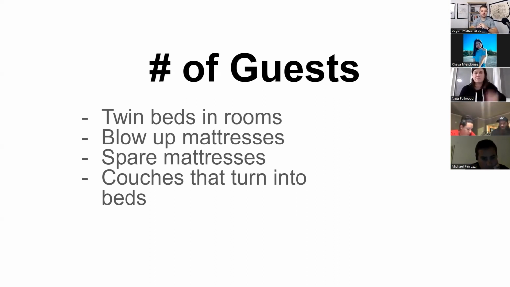Some examples that people do is they put twin beds in rooms. If you've ever been to Airbnbs, you'll sometimes have experienced this, that they put 2 beds in the room to allow for more guests. We've had people offer blow-up mattresses or spare mattresses, or even couches that turn into beds. But the more guests that you can accommodate, the more valuable your property becomes.